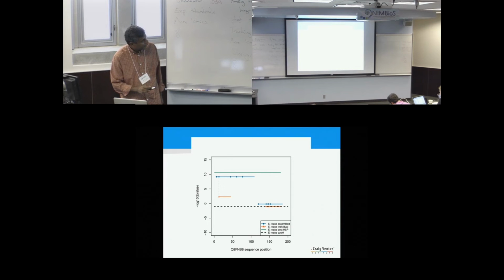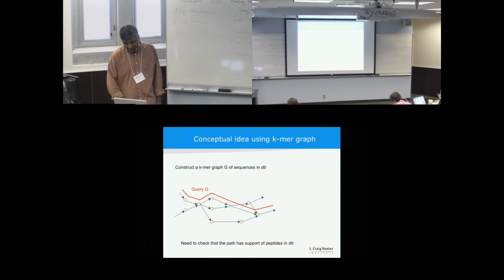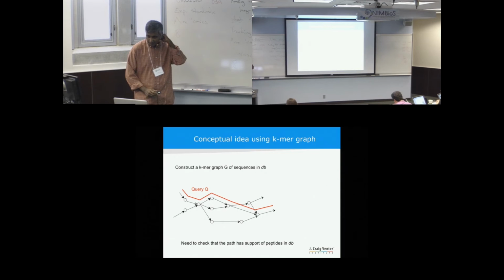But the fragments, you see that they're fragmentary, the alignment scores for the fragmentary sequences are quite low. But if we did an assembly of these overlapping fragments, then the score jumps. And this is the idea behind our next approach, which is called GRASP, or Guided Reference-Based Assembly of Short Peptides.